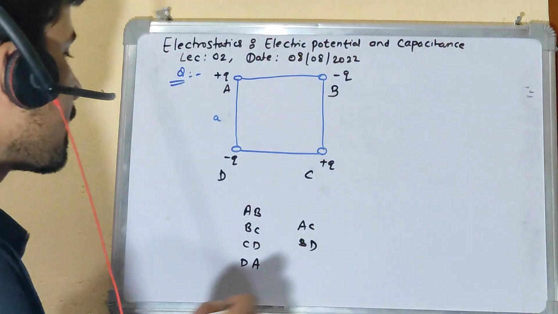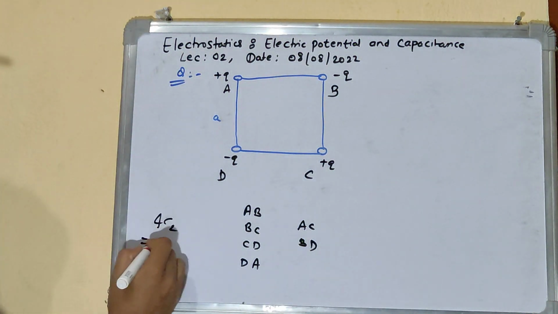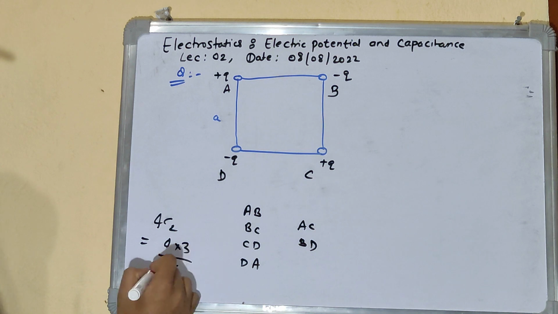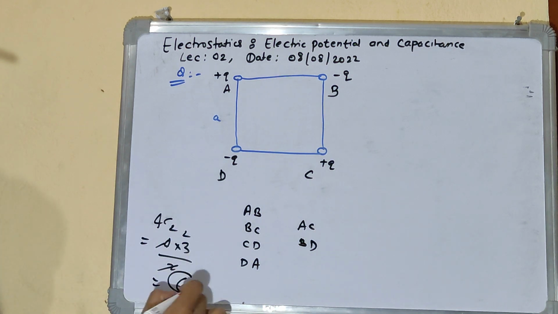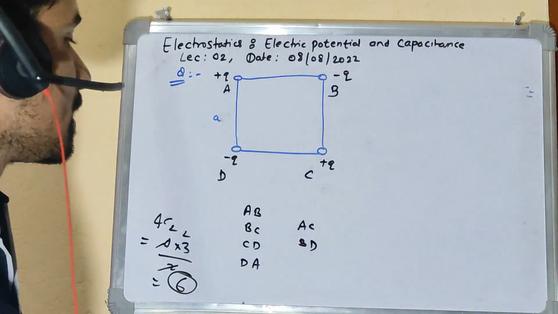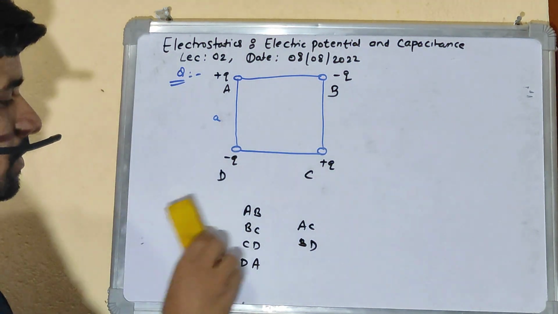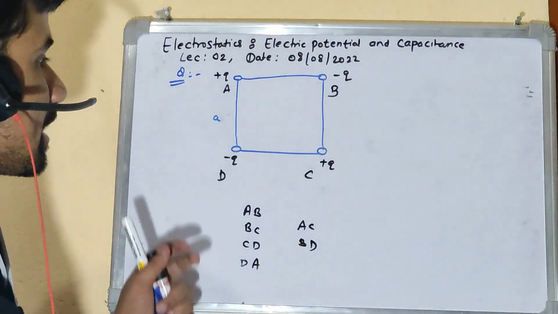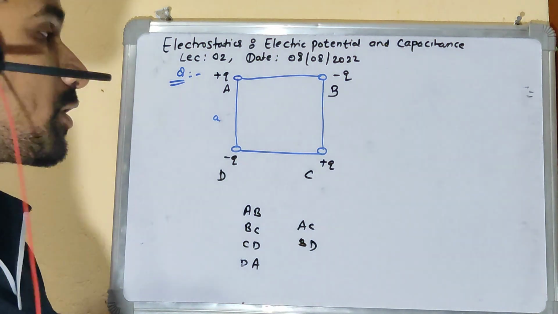We can also find it by 4C2. 4C2 is nothing but 4 into 3 by 2. So this is nothing but a total of six possible combinations we have. So six possible combinations of charges we have. So let's calculate one by one.